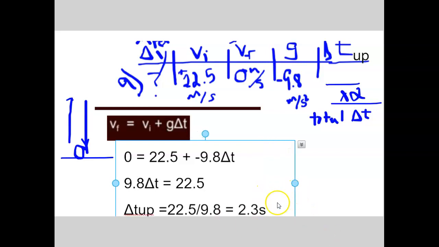So 2.3 seconds. We don't want the time up, we want the total. So to get the total, we're going to take that and multiply it by 2.